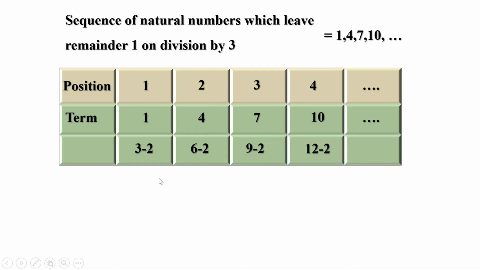Now look at each of these. Minus 2 is the last part. So in the nth term also, the last part is minus 2. What about the first part? When the position is 1, the first part is 1 into 3. When the position is 2, the first part is 2 into 3. When it is 3, the first part is 3 into 3. And therefore, when the position is n, the first part is n into 3 or 3n. So 3n minus 2 is the algebraic expression of this sequence. Again, we can verify by putting the values.